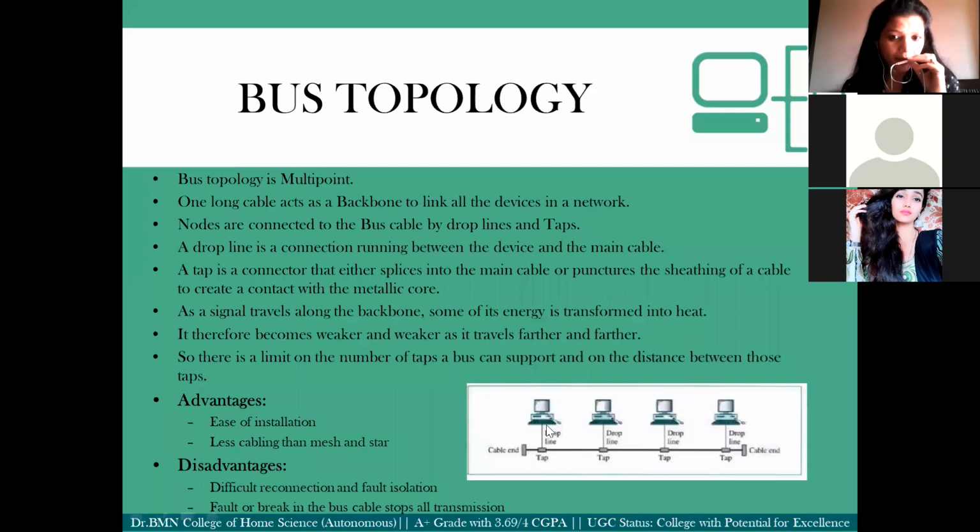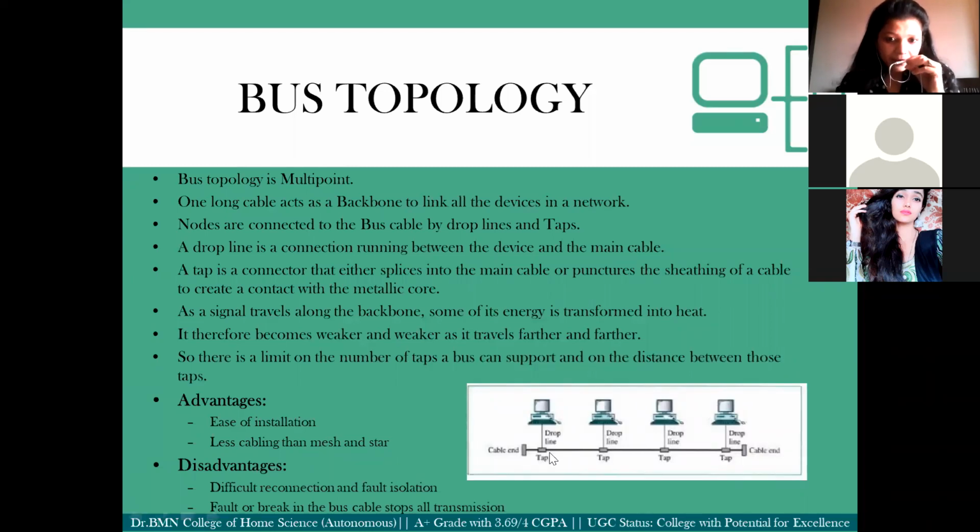Can you see my mouse marker moving here and there? Okay, so machine 1 is connected to the backbone, to the bus, using this drop line. This is known as a drop line. All right, I hope I'm clear.